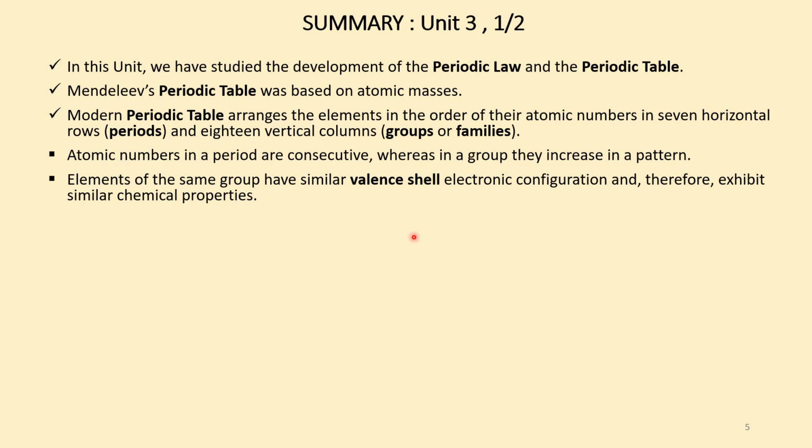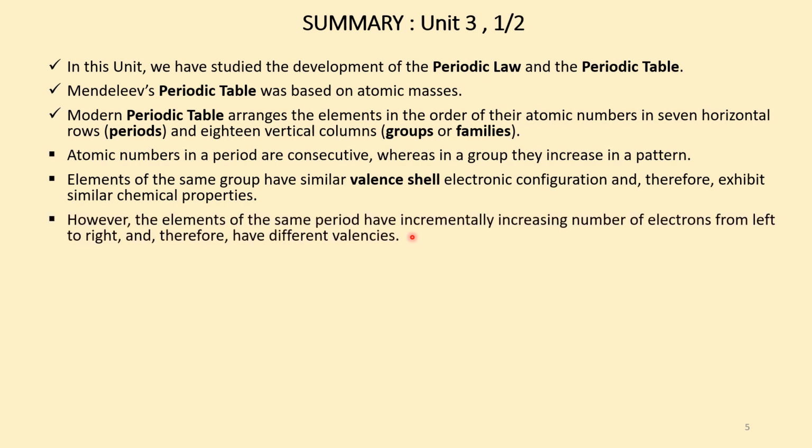Elements of the same group have similar valence shell electronic configuration and therefore exhibit similar chemical properties. Please read once again. However, the elements of the same period have incrementally increasing number of electrons from left to right and therefore have different valencies.